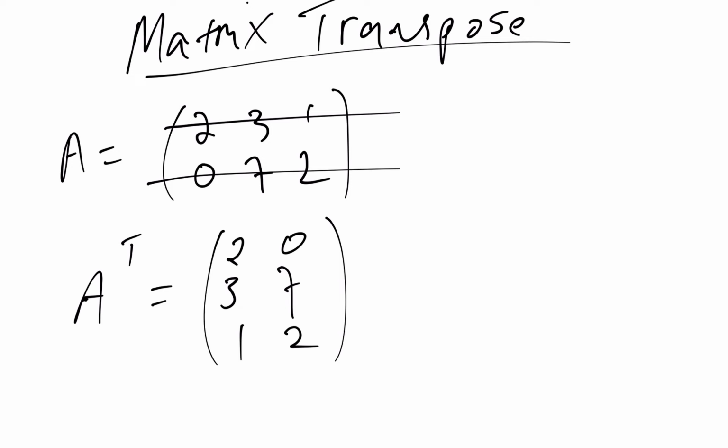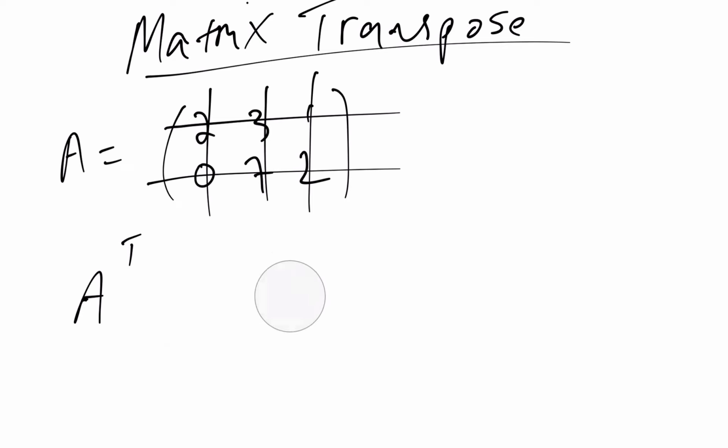Because if you notice here, the first column becomes the first row, the second column 3 7 becomes the second row, and the third column 1 2 becomes the third row. So that's how you get a transpose of a matrix. You interchange your rows into columns, or interchange columns into rows. The same thing, you'll get the same answer.